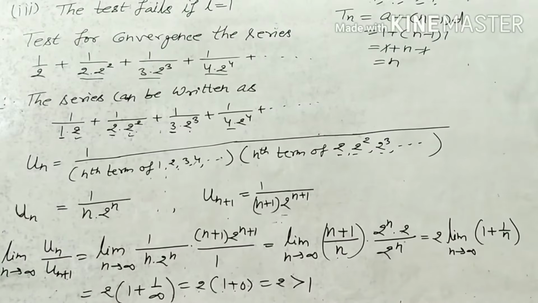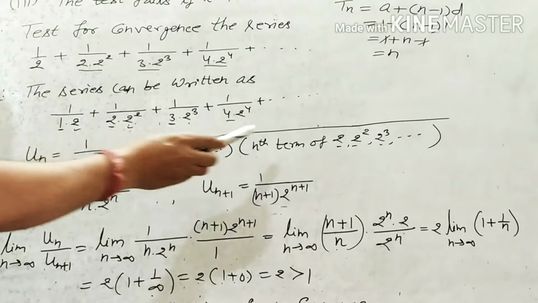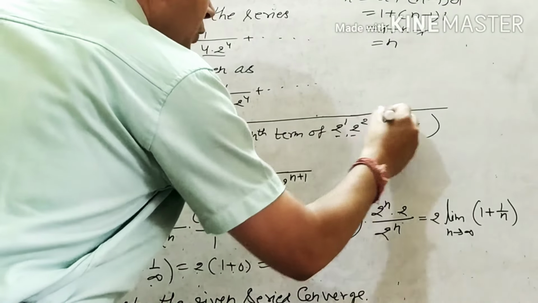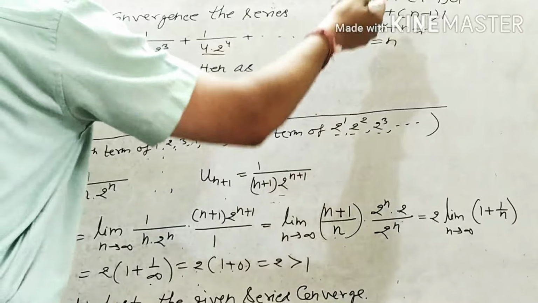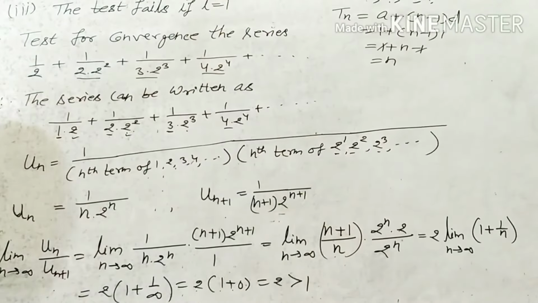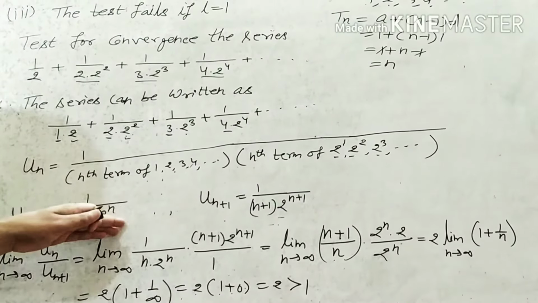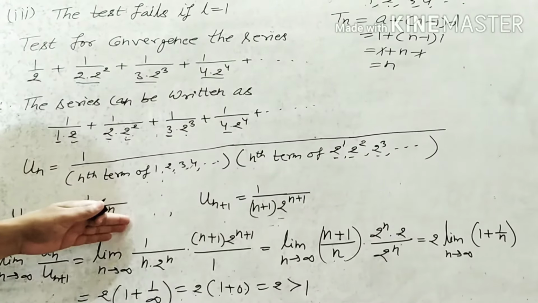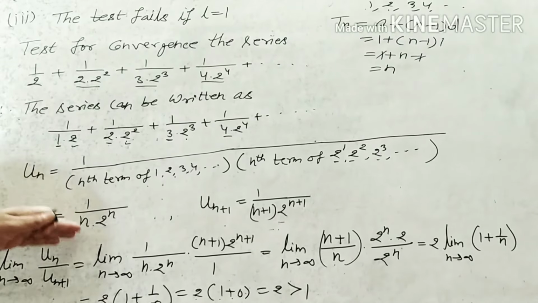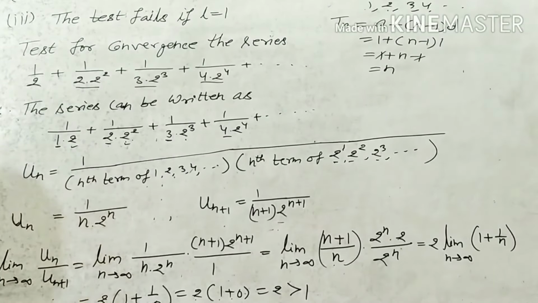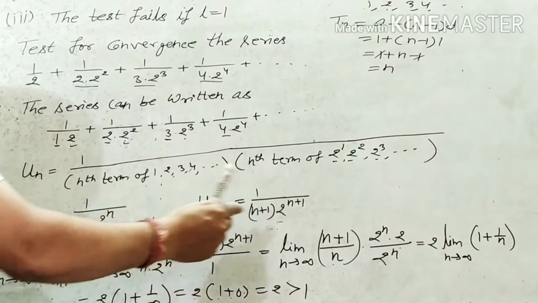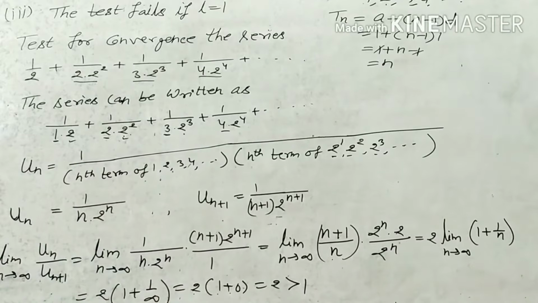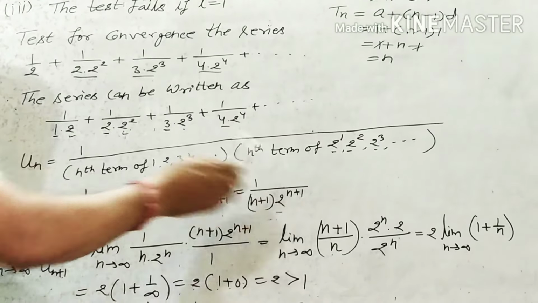Now for the second part, the base is 2 and the powers are 1, 2, 3. Again 1, 2, 3 is an AP and its nth term is n. So it can be written as 2 raised to the power n. The base is the same, 2, 2, 2, and the power changes 1, 2, 3. That's why it will be 2 raised to the power n. So un is 1 upon n into 2 raised to the power n. Now for un plus 1, n will be replaced by n plus 1, so 1 upon n plus 1 into 2 raised to the power n plus 1.